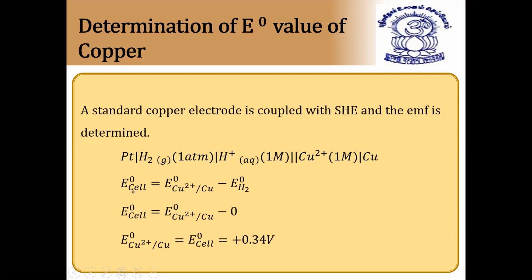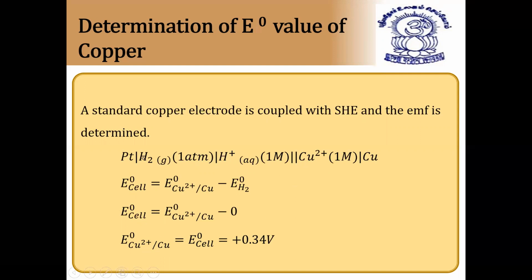So simply you can take EMF of cell is equal to EMF of copper, because cathode minus anode. And already we know the EMF of the H2 electrode. Always the electrode potential of hydrogen is equal to 0, because it is taken as 0 volts. And the EMF of the total cell, that is the EMF of Cu plus 2 to Cu, is equal to 0.34 volts. In this way, we measure the electrode potential of copper, zinc, aluminum, any other metals. So how to measure the electrode potential of all metals? By coupling with the standard hydrogen electrode. Simply we can do it. I hope it is clear.